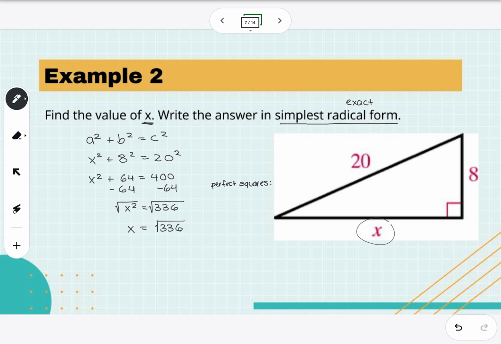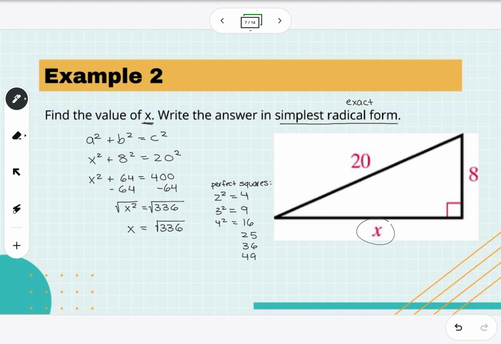So perfect squares, what I mean by those would be numbers like, okay, 2 squared equals 4. 4 would be an example of a perfect square. 3 squared equals 9. 9 would be another example of a perfect square. 4 squared equals 16. And you could go on and on, right? 25, 36, 49. These would all be examples of perfect squares.